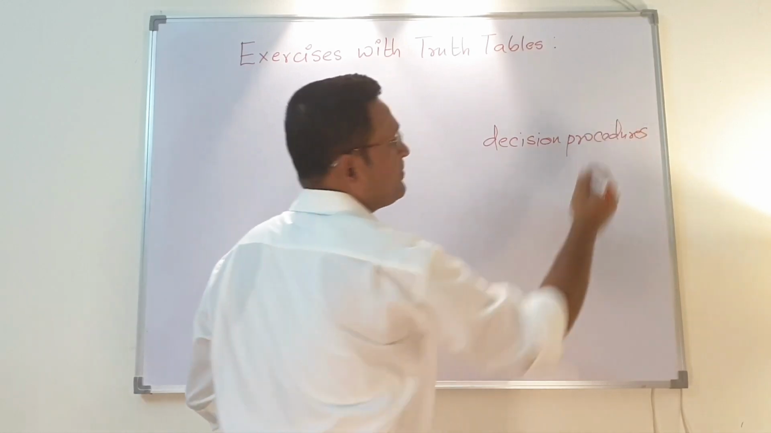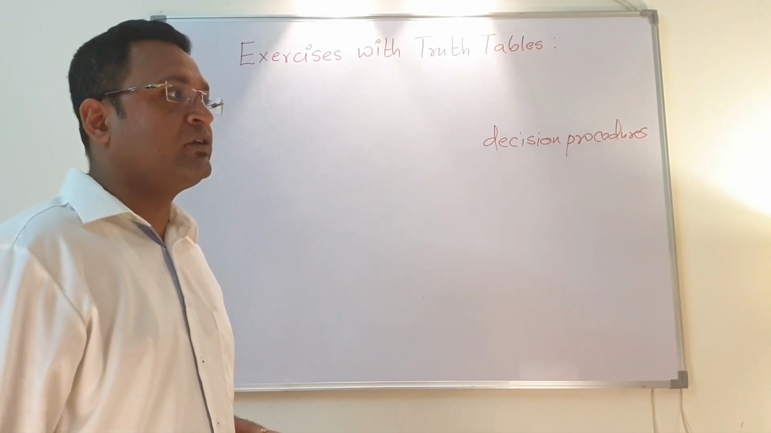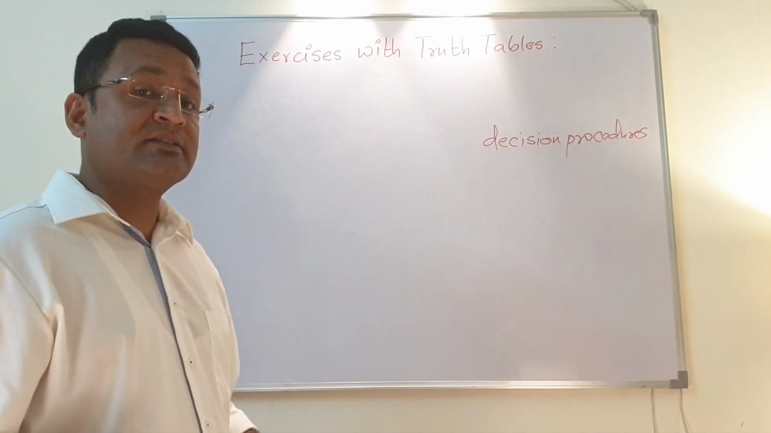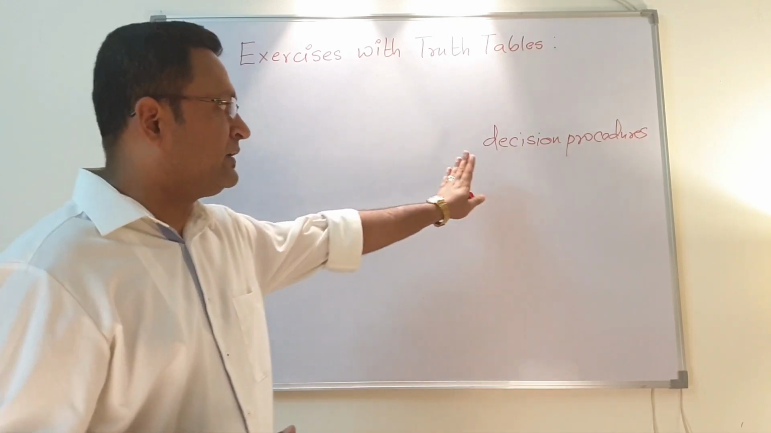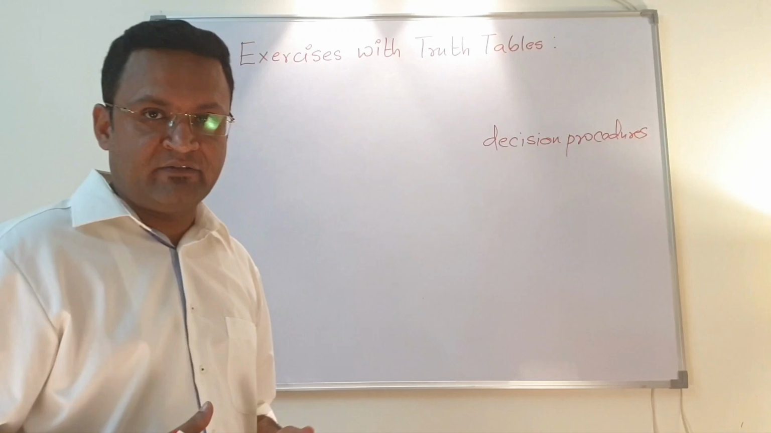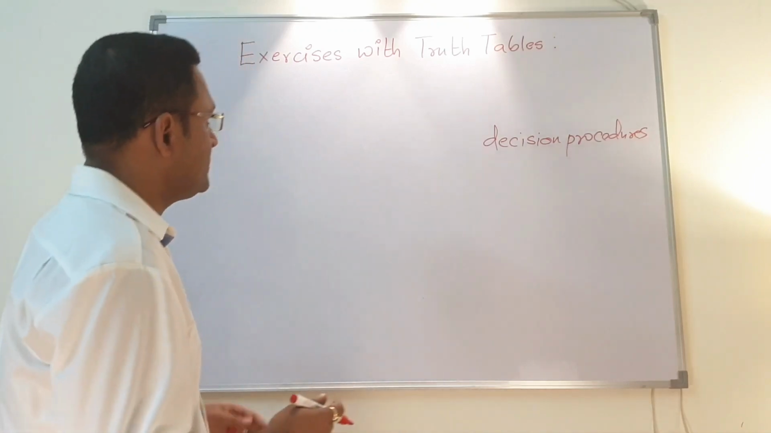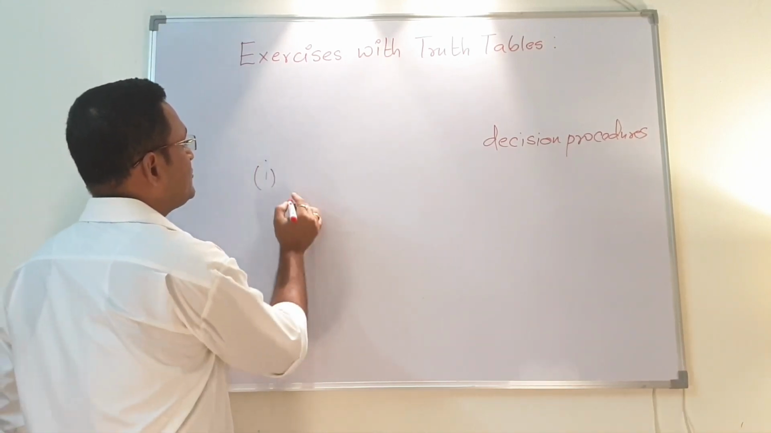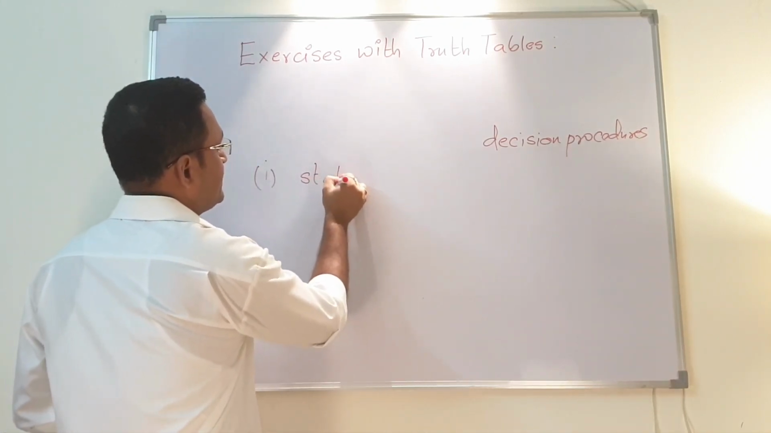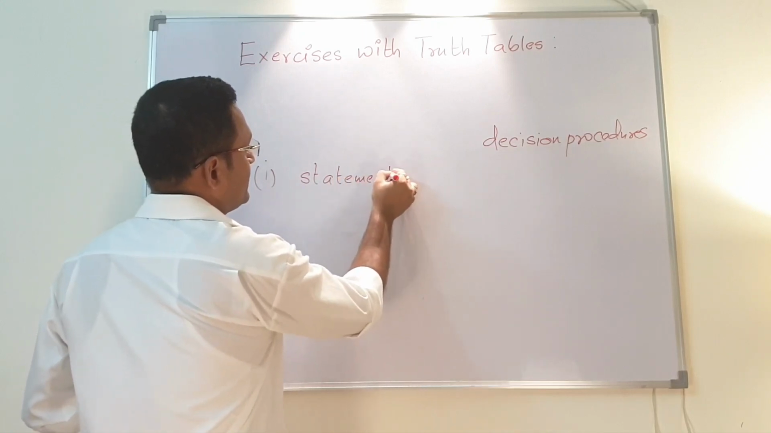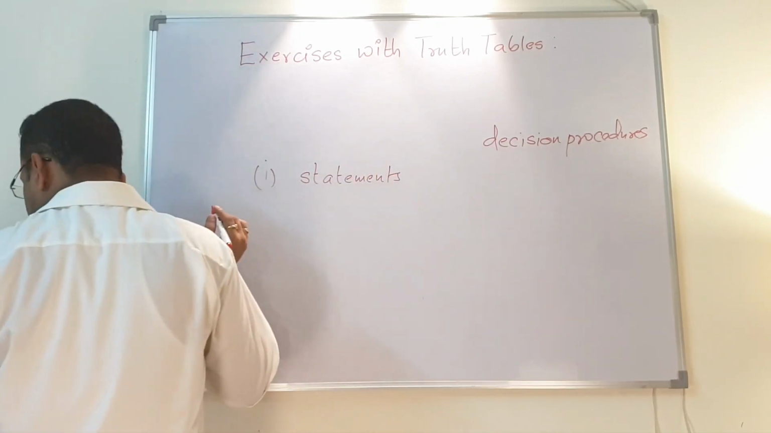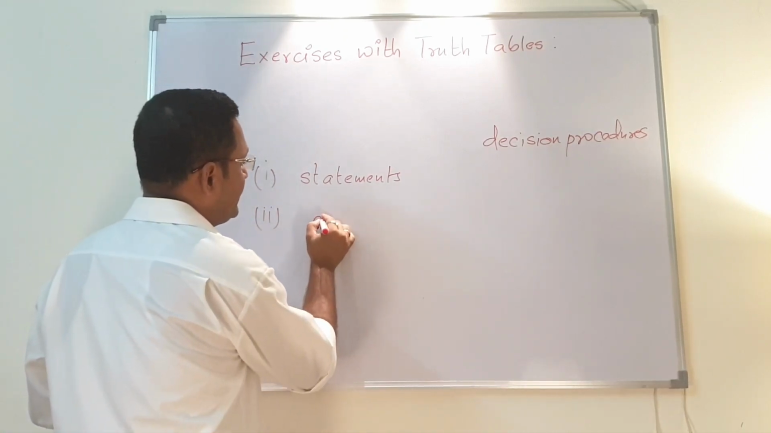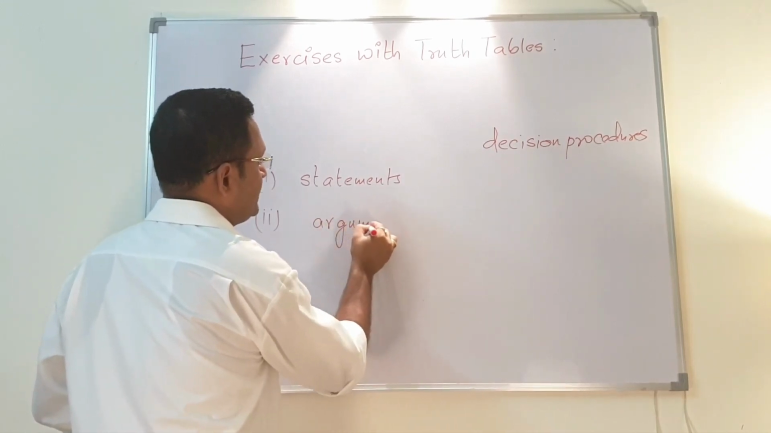Decision procedures which help us to find out the truth value of a statement, as well as, if we have an argument, we can test its validity or invalidity, or we can decide whether an argument is valid or invalid with the help of truth tables. So there are two purposes which are served by truth tables. First is to check the truth or falsity of statements. Second is to check the validity or invalidity of an argument. So these are the two things.